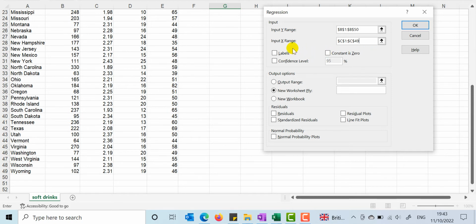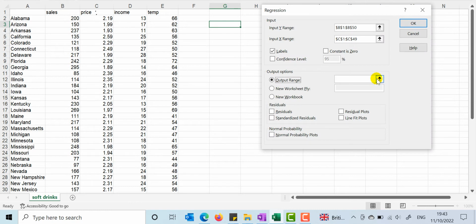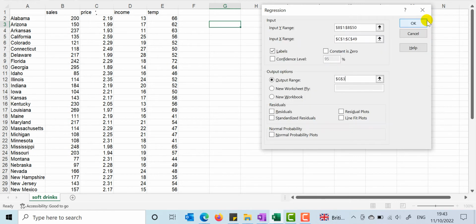function. Now, because we highlighted labels alongside the numbers, we have to make sure that we tick labels, right? So the headings are included there. Now, output range. We would like to have the output pasted right there. So I'm gonna say this is where I want the output to be. And we don't need the rest. We would usually diagnose the fit, but we don't need it for the time being.